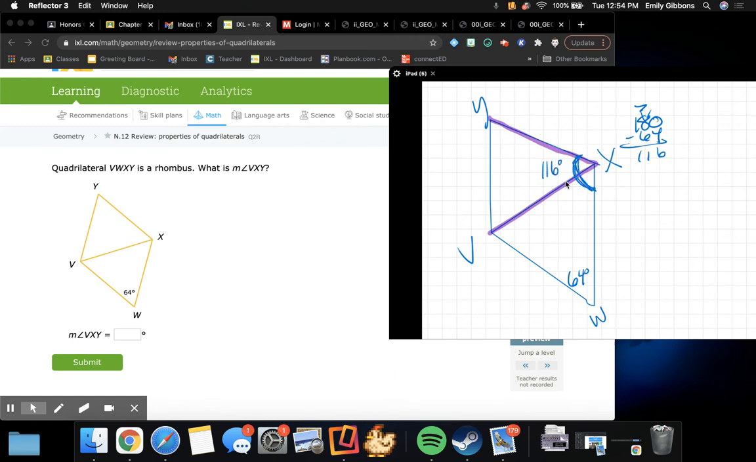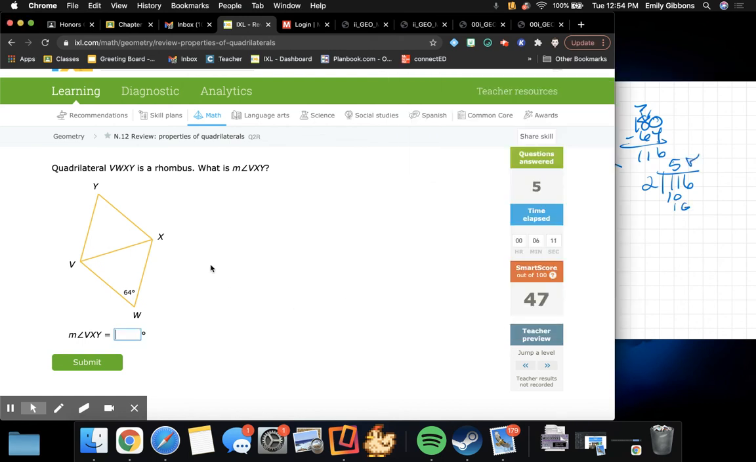Now, why does that matter when I'm looking at this smaller angle here? This is the one, like we said, that I'm looking at. Finding that itself is not 116. What that is, is half of 116, because I have an angle bisector that goes through this. So this is congruent to this. So 116 divided by 2, 58, right? Yeah, it's going to be 58. So it should be 58 degrees.